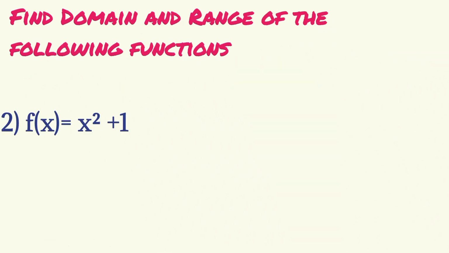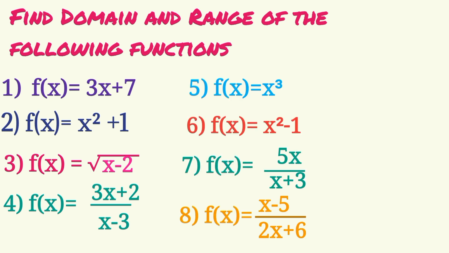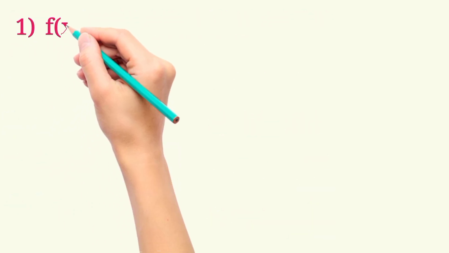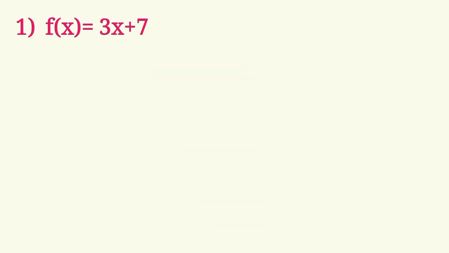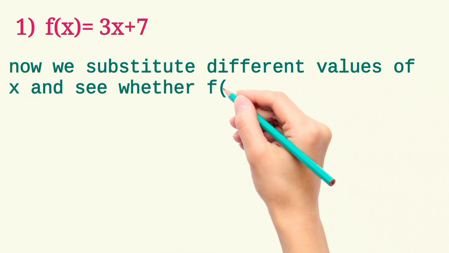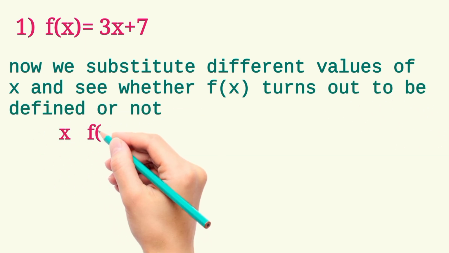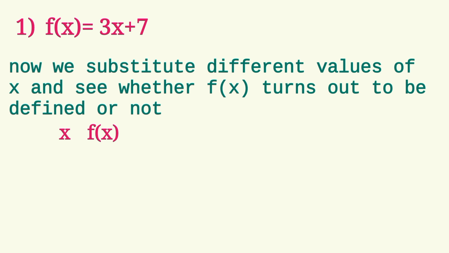So in this question we have to find out the domain and the range of the following functions. So let's see how to solve this. So let us take the first question, which is f(x) = 3x + 7. Now we substitute different values of x and see whether f(x) turns out to be defined or not. So we will make a table of x and f(x).